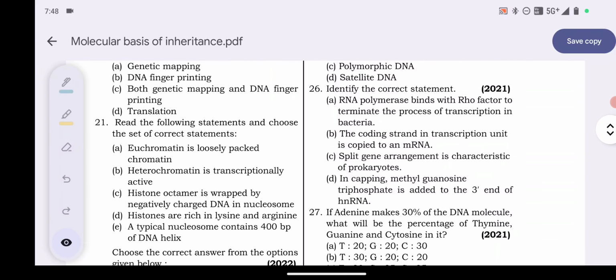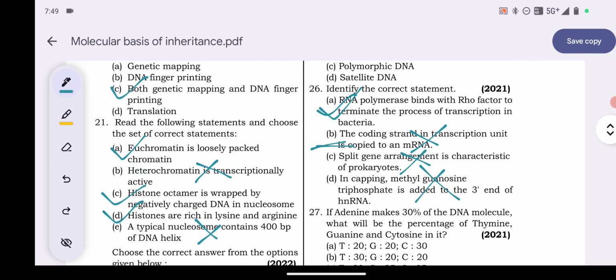Next question, you have to identify the correct statement. Option A: RNA polymerase binds with Rho factor to terminate the process of transcription in bacteria. Okay, your first statement is correct. Second, the coding strand in transcription unit is copied to an mRNA. Wrong, option B. Option C: split gene arrangement is characteristic of prokaryotes. Wrong one. Option D: in capping, methyl guanosine triphosphate is added to the 3' end of the hnRNA. This is also wrong. So what will be correct? Option A is your correct answer.